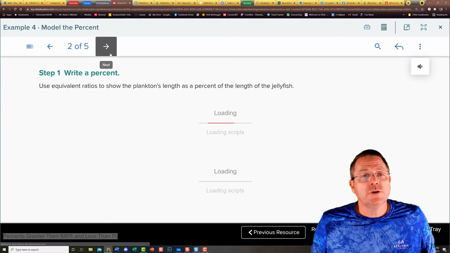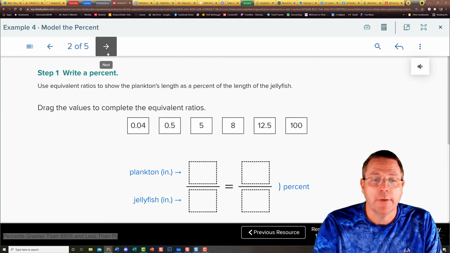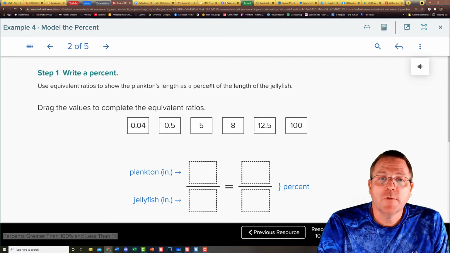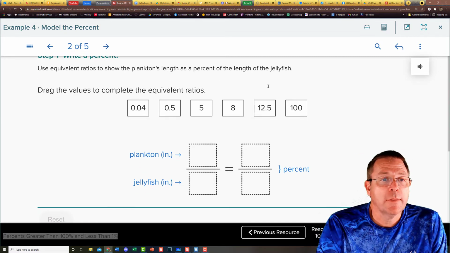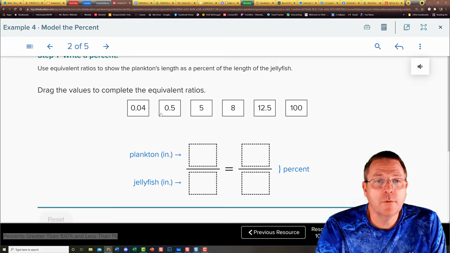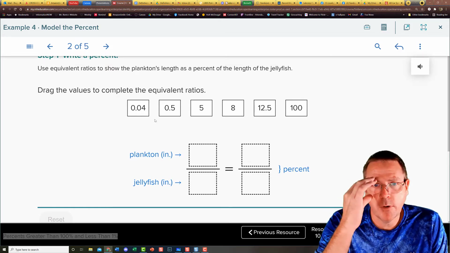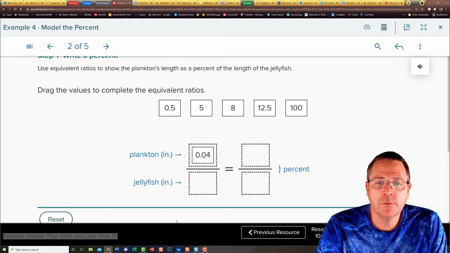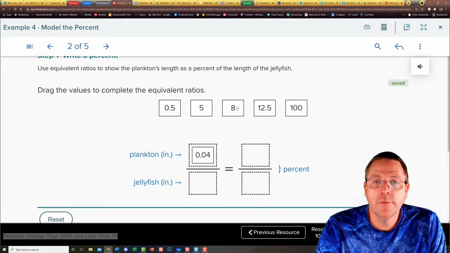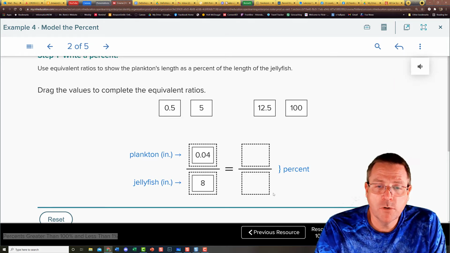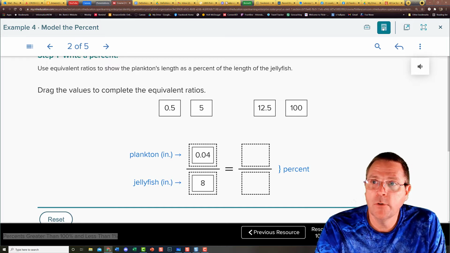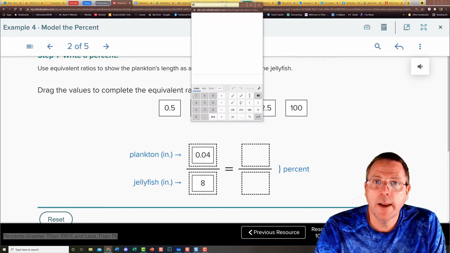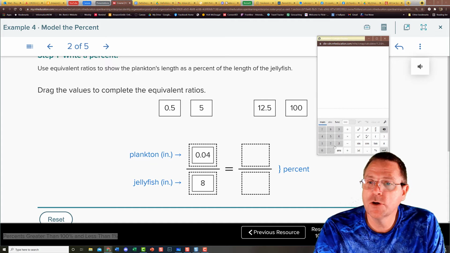Use equivalent ratios to show the plankton's length as a percent of the jellyfish's length. Then we're going to drag values over the equivalent ratios here. So let's take a look. We know that the plankton is 0.04 inches and the jellyfish is 8 inches. Now we need to come up with some number that we can multiply 8 by to get it to equal 100. And I'm going to grab the handy dandy pocket calculator here just to show it to you real easy.